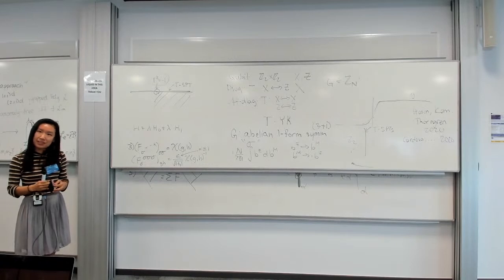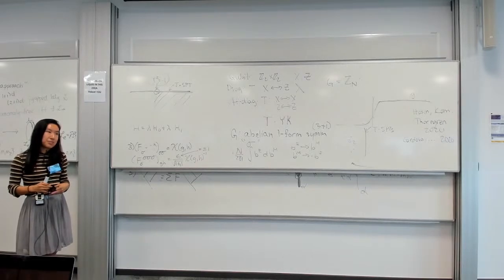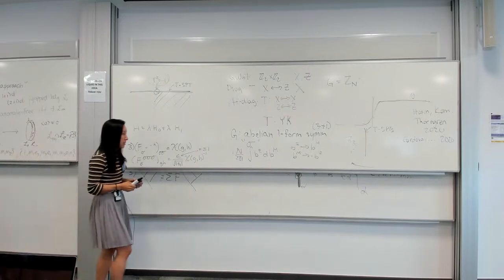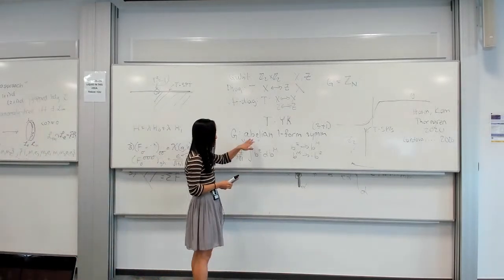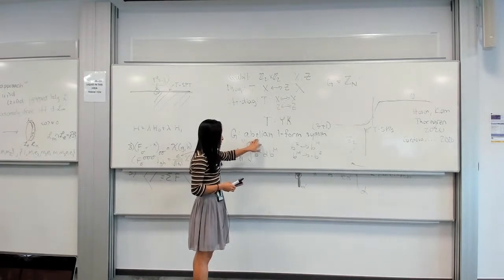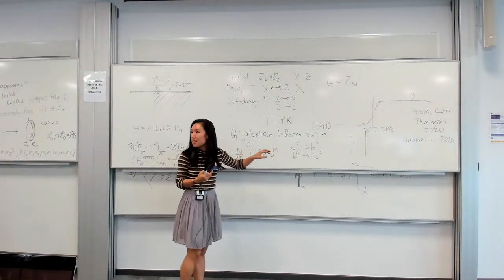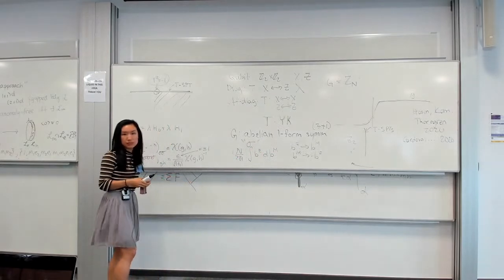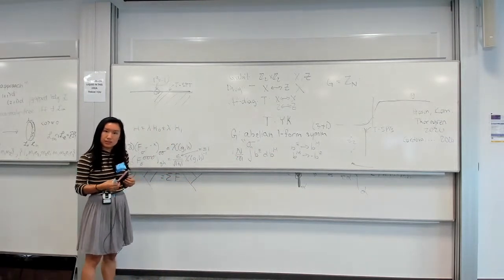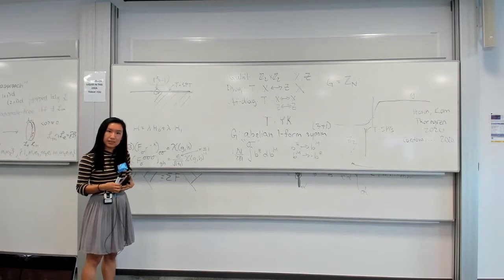Do you know any examples of non-invertible symmetries in 3+1D other than Maxwell theory? Sorry, I didn't hear the question. Can you repeat it? Do we know any examples of 3+1D theories with non-invertible symmetries other than Maxwell theory?